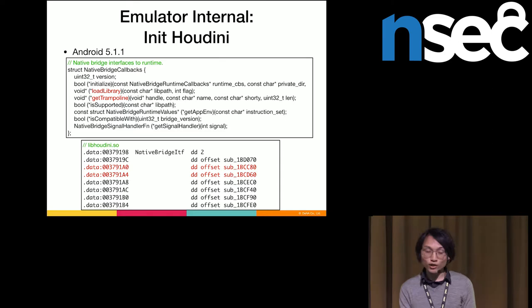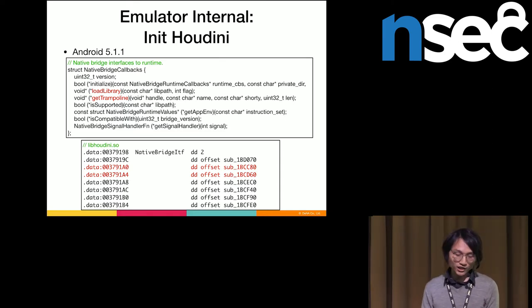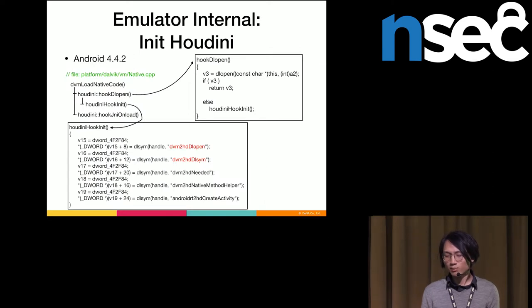On the other hand, for Android 4 versions with DVM, at that time Android developers still hadn't considered cross-platform implementations. They didn't expect Android to run on an x86 device. So in this case, you have to modify the DVM's code yourself.